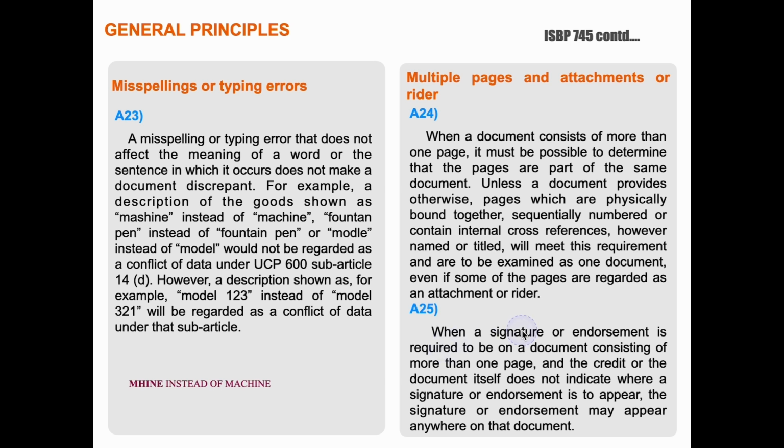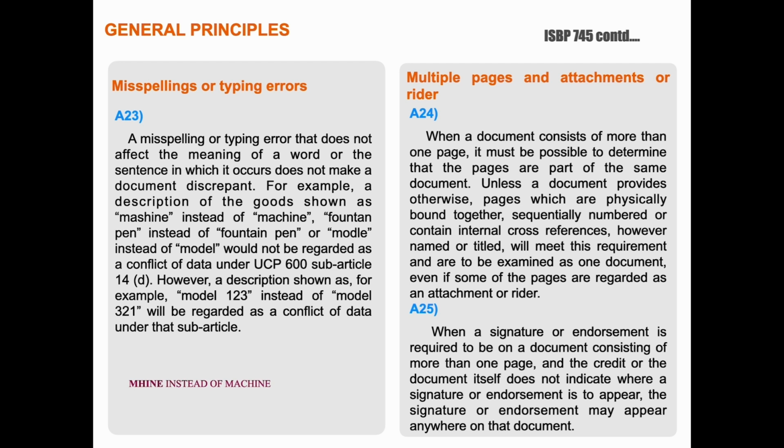The next para is also about a document having more than one page. When a signature or endorsement is required to be on a document consisting of more than one page and the credit or the document itself does not indicate where a signature or endorsement is to appear, the signature or endorsement may appear anywhere on that document. Meaning the LC requires a signed document, but the document has more than one page. In such a case, the signature can be anywhere in that document. It's not necessary to be on the last page or first page. It can be anywhere, but it should be signed.